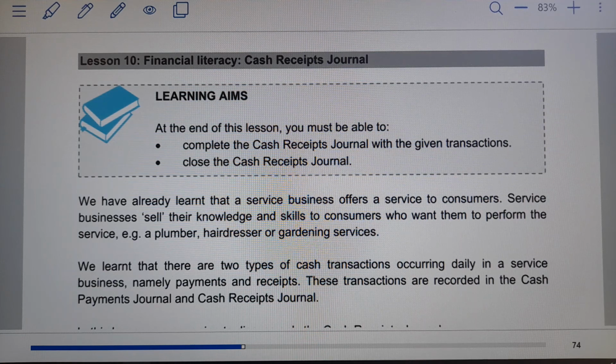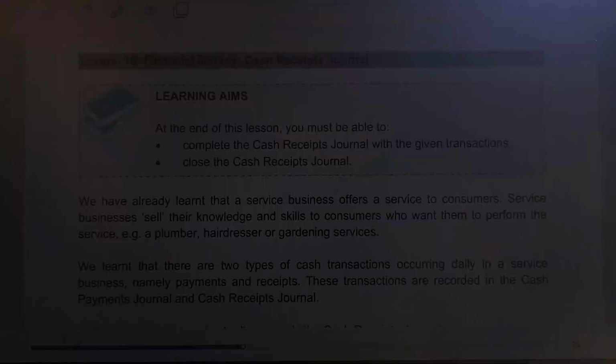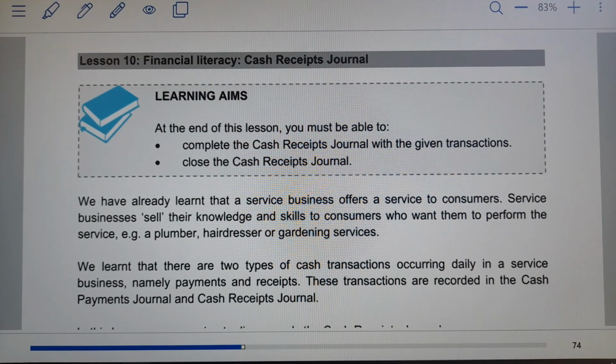Remember, the cash receipt journal is the journal for the money that goes into the bank account of the business, or money received by the business. At the end of this lesson, you must be able to complete the cash receipt journal with the given transactions. The transactions you will always be given. So this time we are going to complete the cash receipt journal.